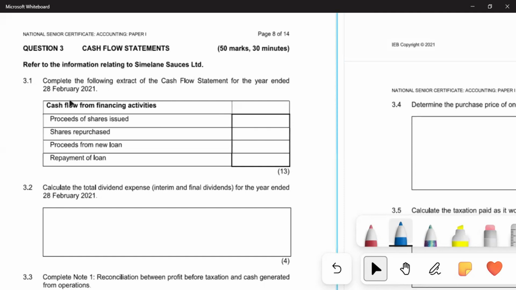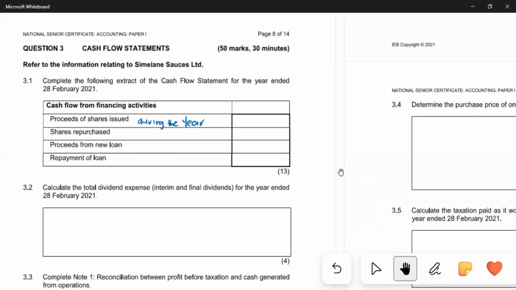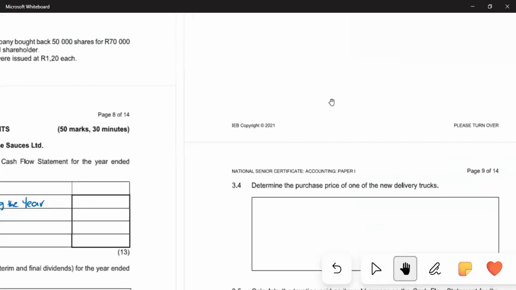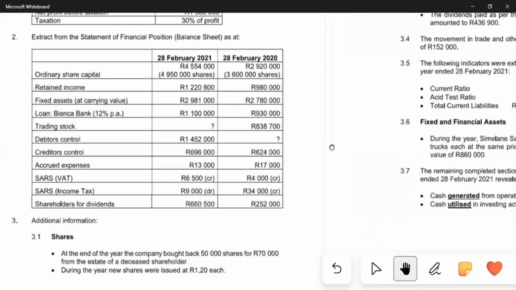Now with that being said, let us look into these questions. In 3.1, we need to complete this section of your cash flow statement, and to be specific, the cash flow from financing activities. The first line item that we should calculate is proceeds from shares issued. Remember, these are shares that were issued during the year. Let me look at the information I'm given and see how I can go about calculating this amount for my proceeds.